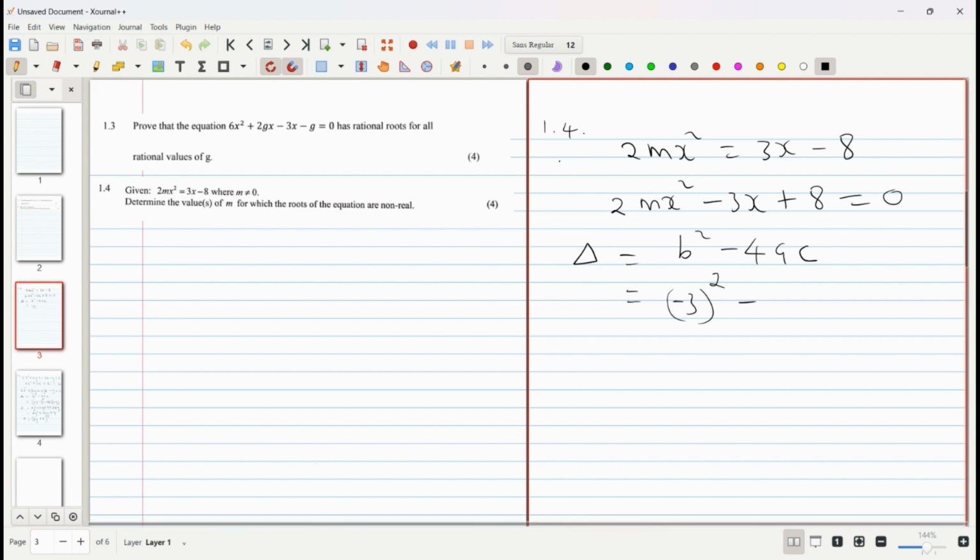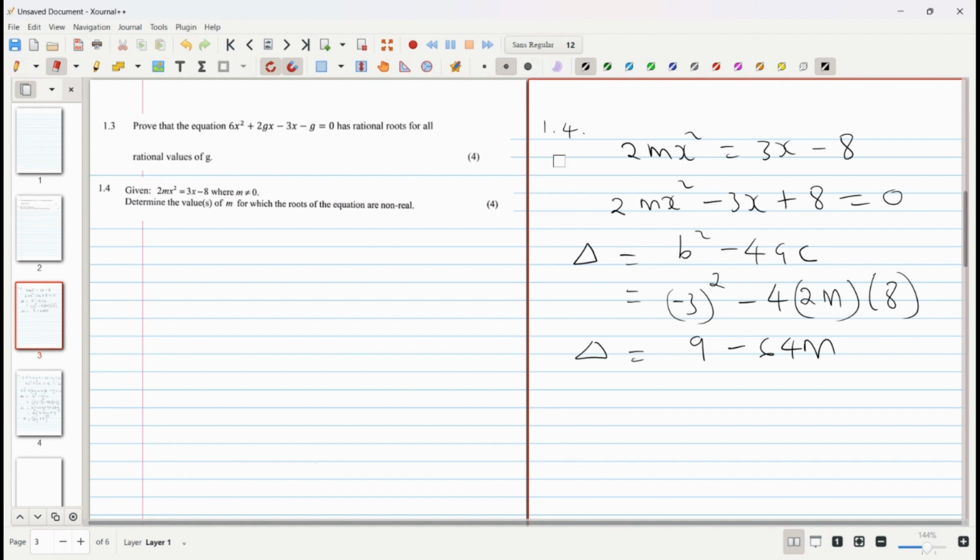squared minus 4. What is our a? Our a is 2m. Okay. What is our c, which is the constant? It is 8. Okay. Negative 3 squared is 9. Then negative 4 times 2m is negative 8m. And then negative 8m times 8 is negative 64m. Okay, so we have found that our discriminant is 9 minus 64m.